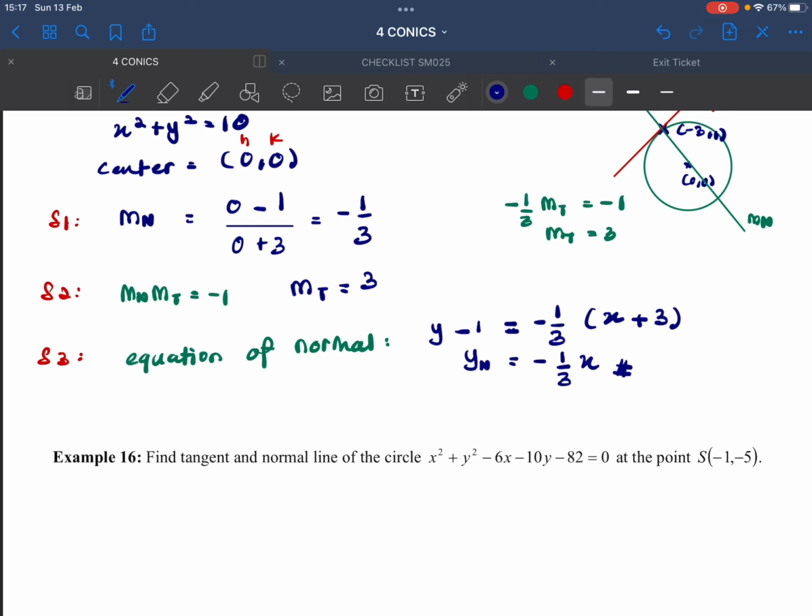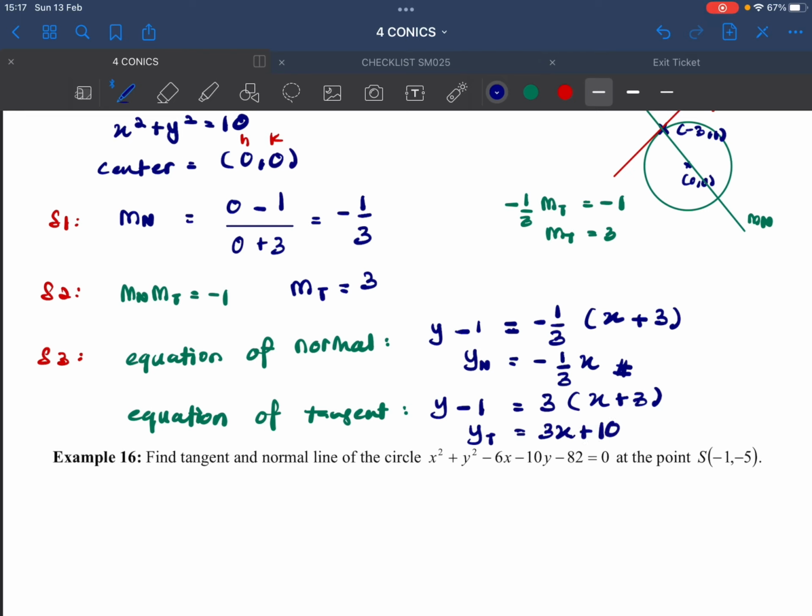The next thing that we want to find is the equation of tangent. We use the same equation, but now your gradient is 3. So we have y minus 1 equals 3 times (x plus 3). Rearrange everything. This is the equation of tangent: we have 3x, 9 plus 1 is plus 10. So we get the equation of normal and also the equation of tangent.